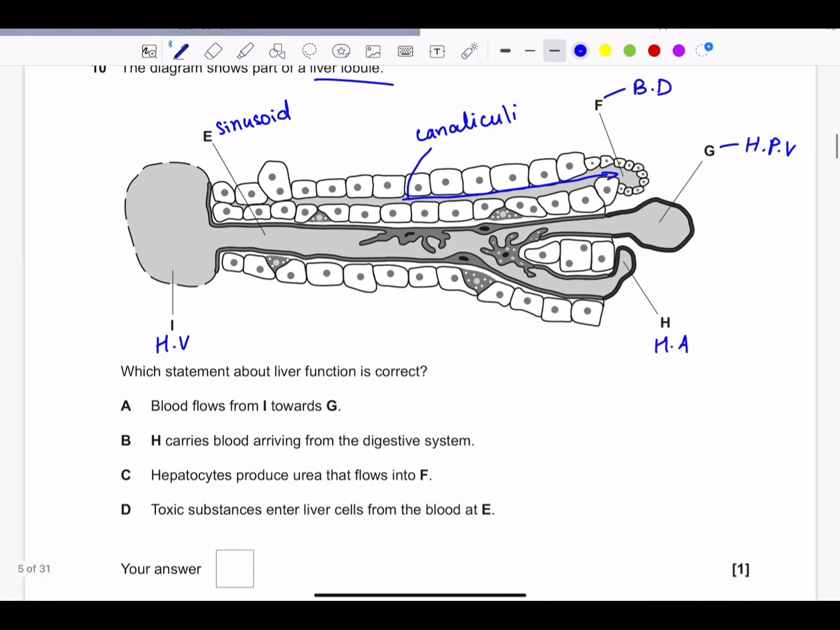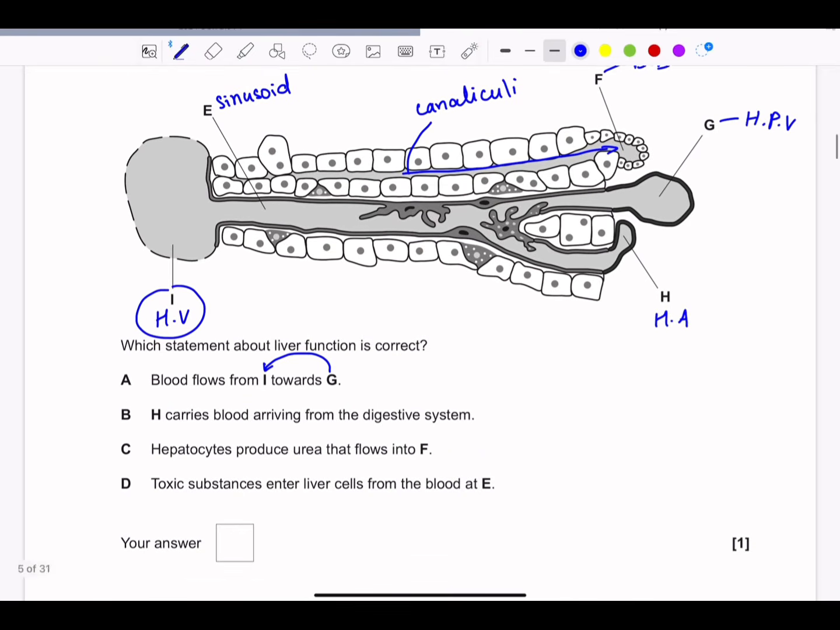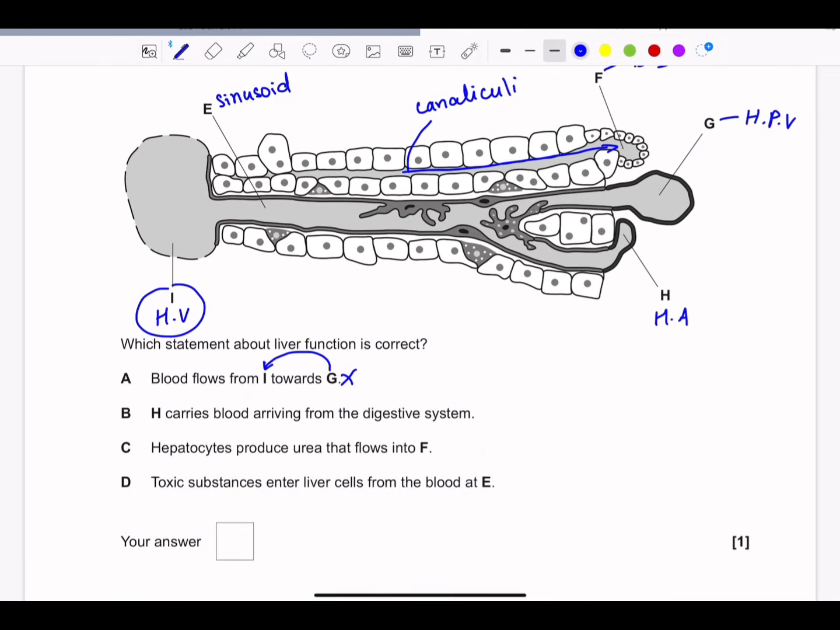So now that we know that, the question is which statement about liver function is correct? So blood flows from I towards G. Yep, not true. Blood would flow in the opposite direction, from G towards I, because G is the hepatic portal vein blood, which drains into the hepatic vein. The next option is H carries blood arriving from the digestive system. We said H was a hepatic artery, so that is not true. This blood comes from the heart. It's the hepatic portal vein that collects the blood from the digestive system to the liver. So yeah, that's not true.